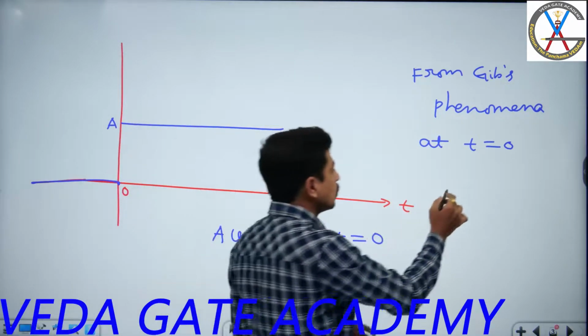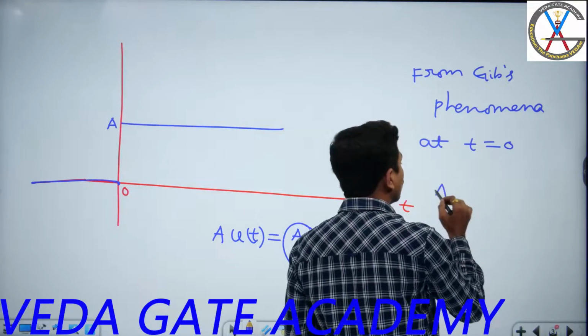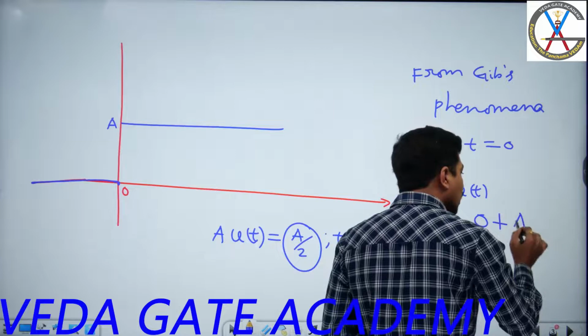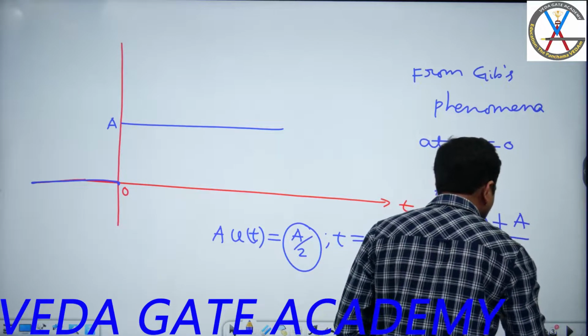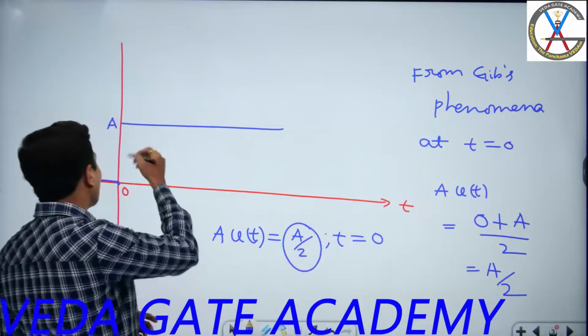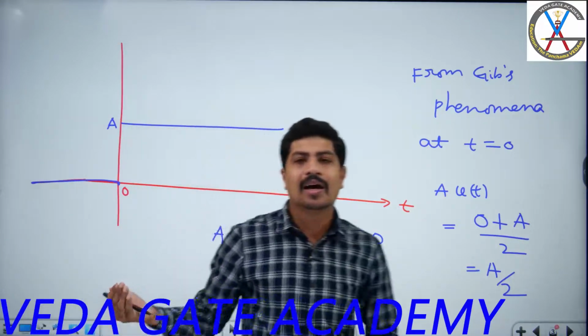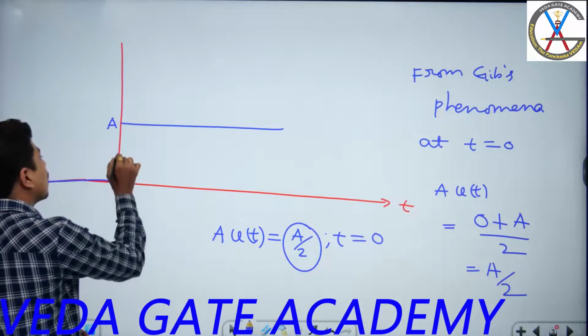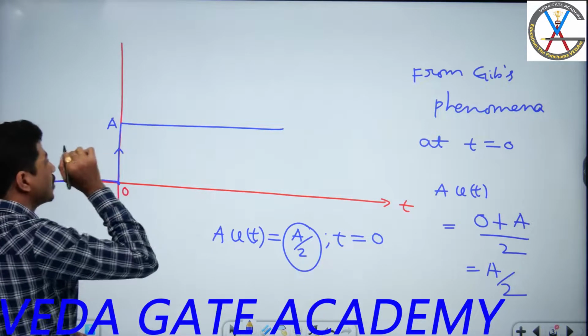Yes, at t is equal to 0, for a into u of t, the previous value is 0, the next value is a, and we take the average. How much is it? A by 2. We have to take the average of the previous value and the next value. And why? Because at t is equal to 0, it looks like a step discontinuity. Yes, the function is discontinuous here. You are looking at a sudden rise here.